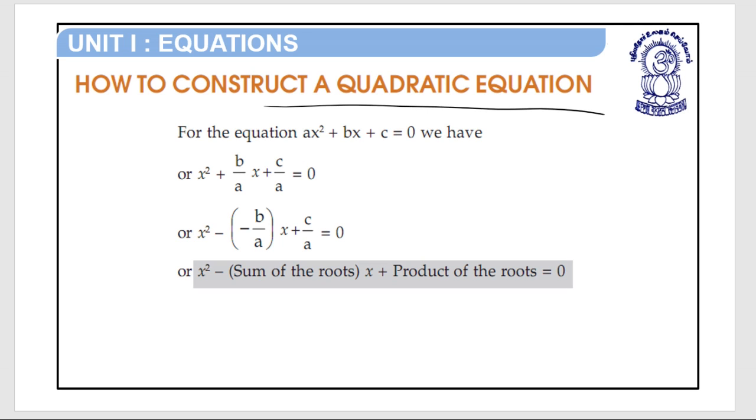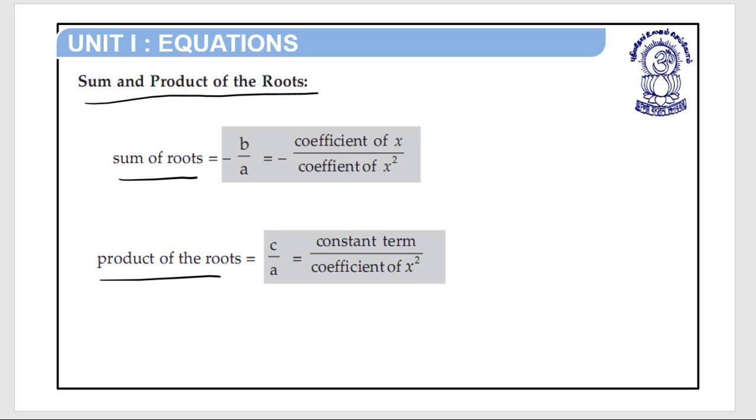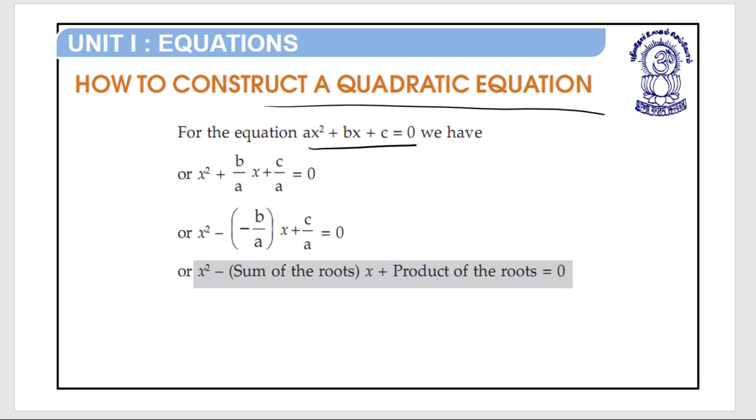How to construct a quadratic equation? For the equation ax square plus bx plus c is equal to 0, we can divide by a and write x square plus b upon a x plus c upon a is equal to 0. So x square minus (minus b upon a) x plus c upon a is equal to 0. Minus b upon a is the sum of roots and c upon a is the product of the roots. Remember it. x square minus (sum of the roots) into x plus product of the roots is equal to 0.